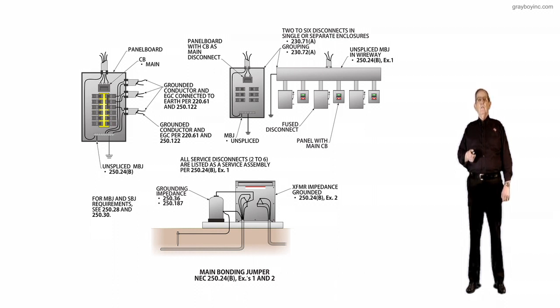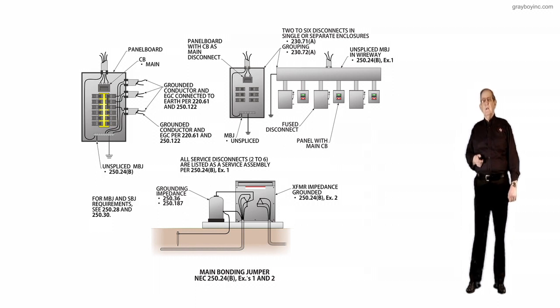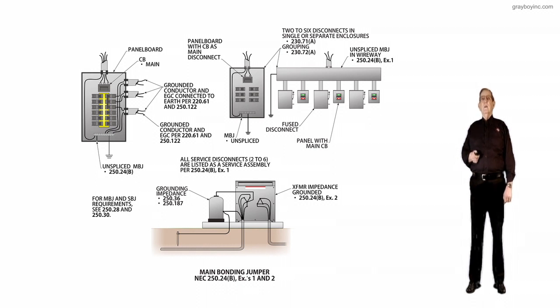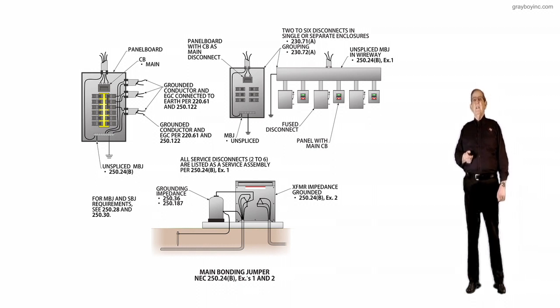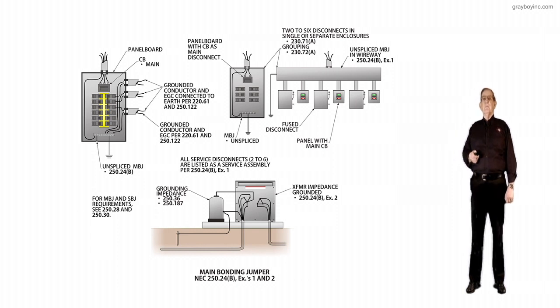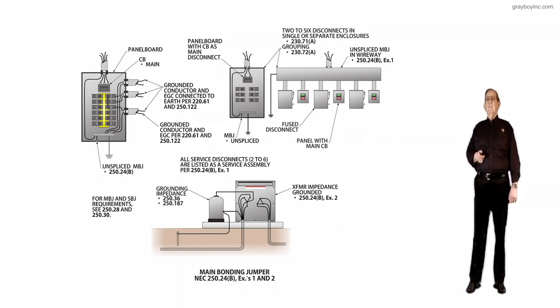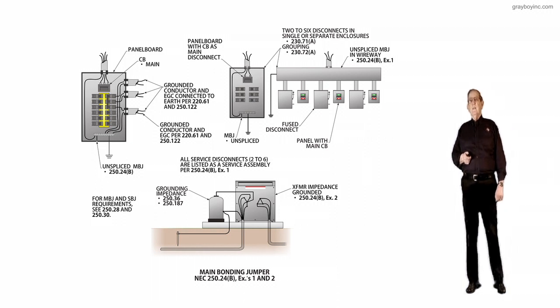illustration. Notice there's an unspliced bonding jumper in accordance with 250.24(B) there, and it identifies that as the main bonding jumper. And the same thing in the middle panel board there, where it says panel board with CB as main disconnect. See the main bonding jumper unspliced there. And notice that you have to have a main there now. You have to install a main. You can't have just 6 individual mains in that panel board like we used to have.